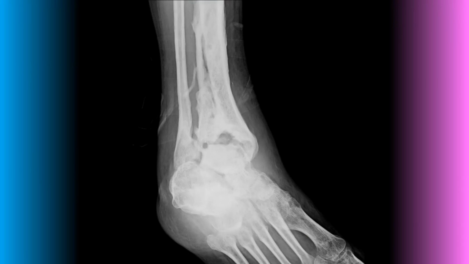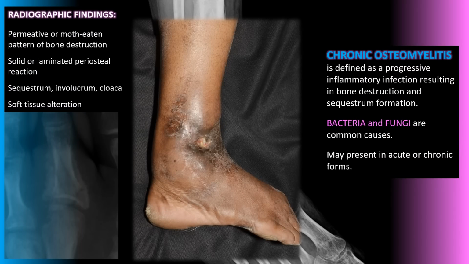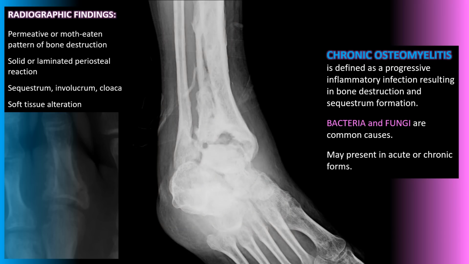Here's a classic radiographic example of chronic infection in the ankle. This individual has a long-standing infection, which has led to chronic osteomyelitis, which is an inflammatory infection resulting in bone destruction and sequestration formation. Bacteria and fungi are the most common causes for osteomyelitis. Radiographically, we're looking for destruction of bone, periosteal reaction, and things like sequestration, involucrum, or cloaca.